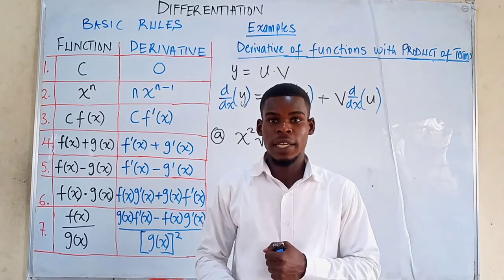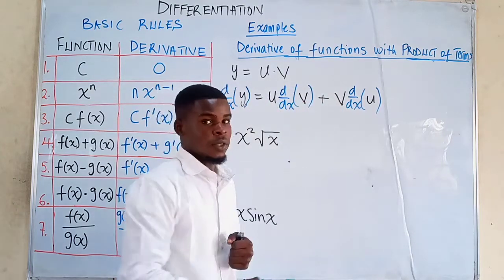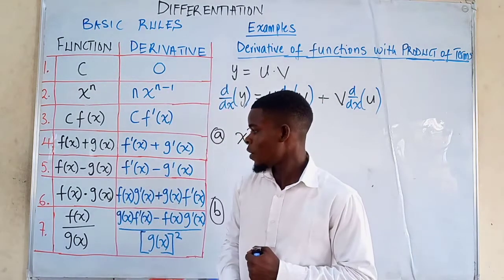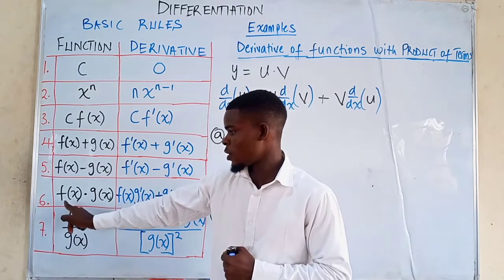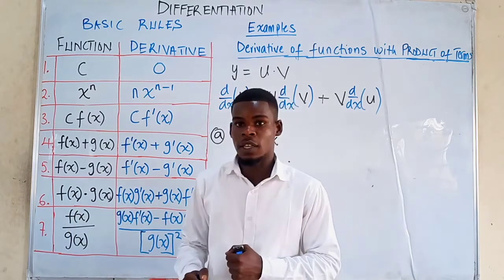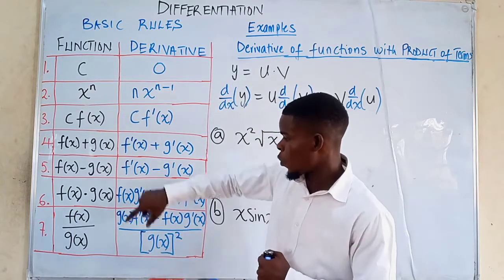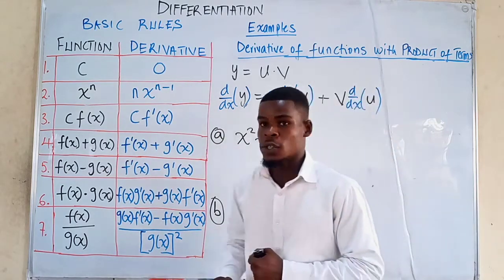Now in this video, we're going to learn how to differentiate functions that have to do with products of things. We have a rule that tells us that when we have a function which consists of f of x times g of x, that is the product of two functions, the derivative of the product will be of this form, which I have highlighted on this part of the board.